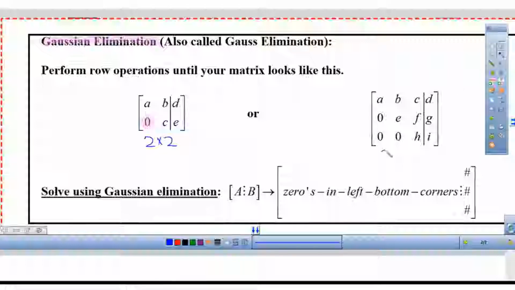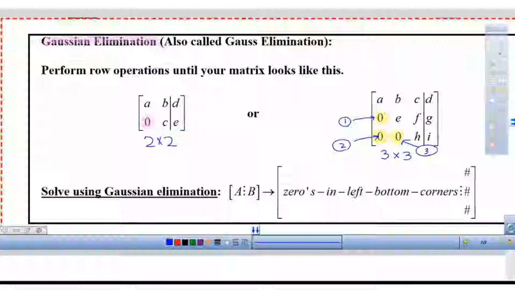If your matrix is a 3 by 3, which most of the time it will be, then what you have to do is get 3 zeros in those positions. The first place you're going to turn into a 0 is right there, that top one on the left. The second place you're going to turn into a 0 is right there. And the third place you're going to turn into a 0 is right there.